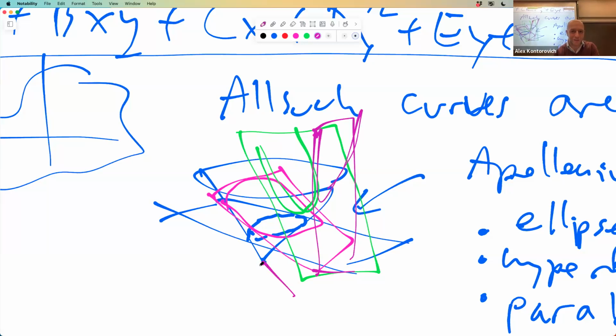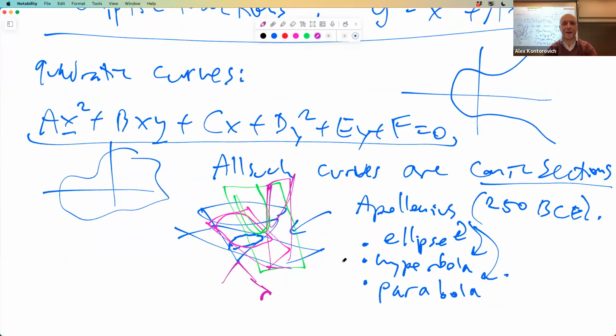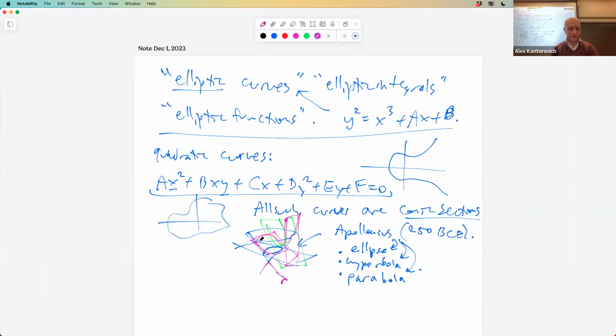And by the way, the cone continues down here, and you get the other half of the hyperbola down there as you slice through that. Okay, so he proves these things, and in fact, all of these.